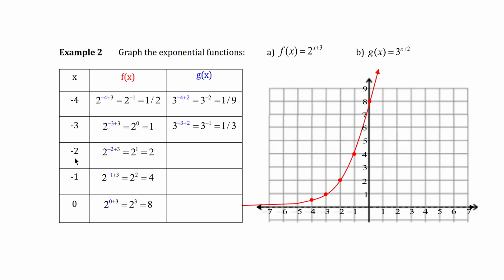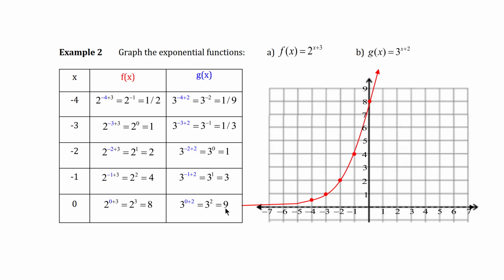Next we have -2. 3 to the -2 plus 2 power simplifies to 3 to the 0 power, which is equal to 1. For -1, we get 3 to the -1 plus 2 power, which simplifies to 3 to the 1 power, which is equal to 3. For 0, we get 3 to the 0 plus 2 power, which simplifies to 3 squared. This is equal to 9.